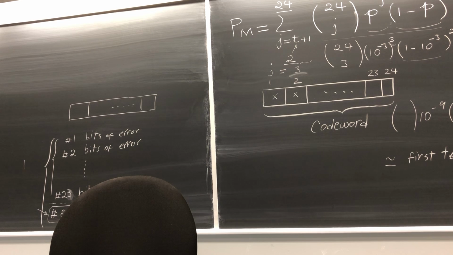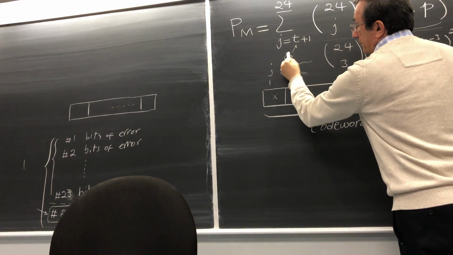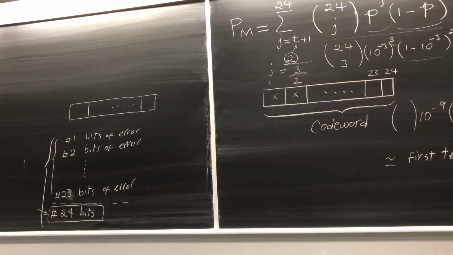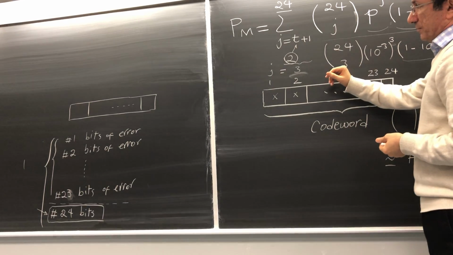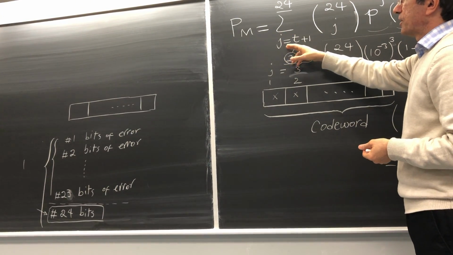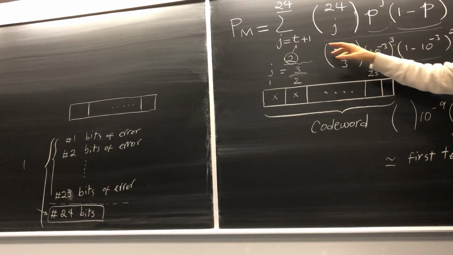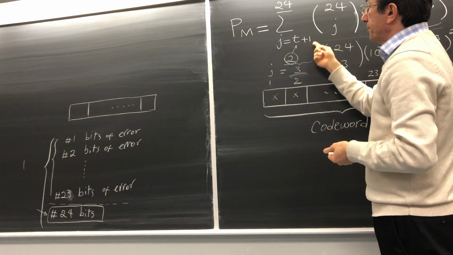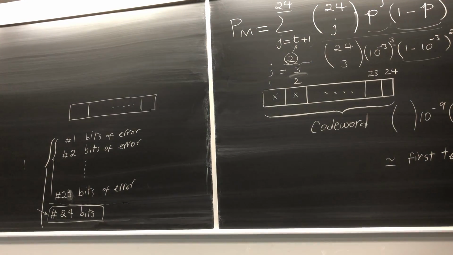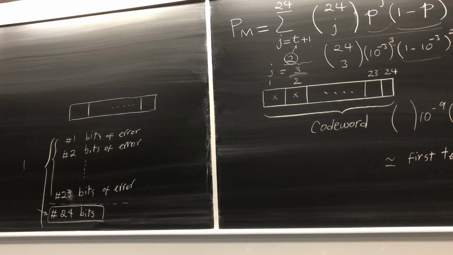So in this case, the first term you said is the answer, but does the first term start with j equals 0 or j equals 1? J equals 3. We know that t is the maximum number of bits your code can detect for errors, and then the summation starts from where we are not able to detect errors. So the detection of 3 bits of error and higher, right?